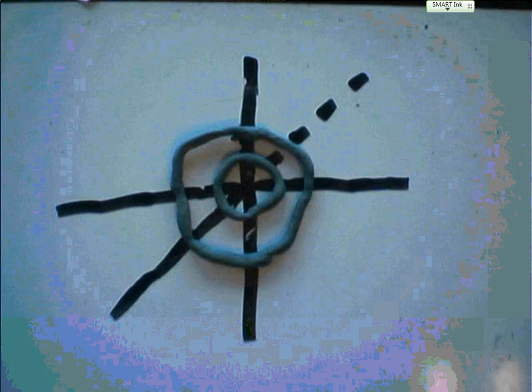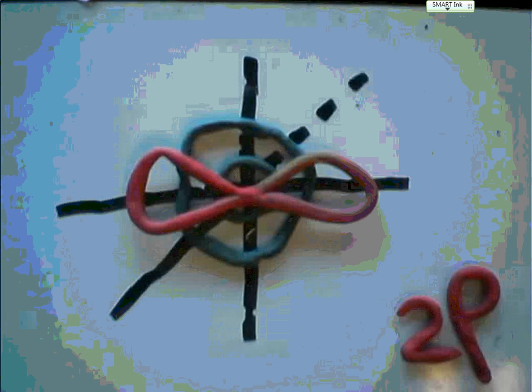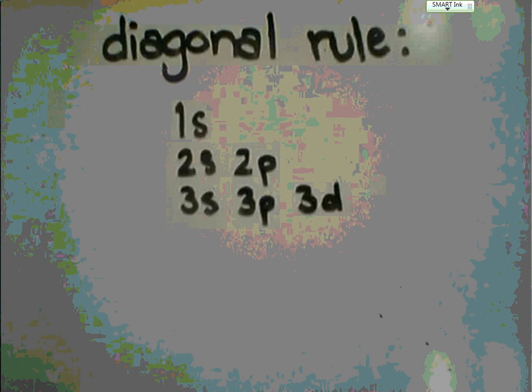The next level is 2. It has 2 sublevels. One is called 2s, which holds 2 electrons, and one is called 2p, which can hold 6 electrons, one in each half of these peanut-shaped orbitals. See how it's building? One way to know how electrons fill up these energy levels is by the diagonal rule. This shows the lowest energy levels in an atom.